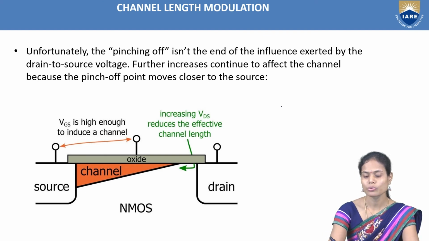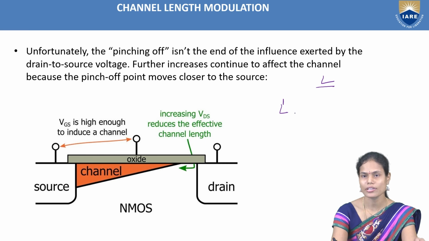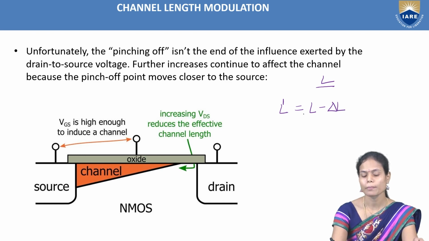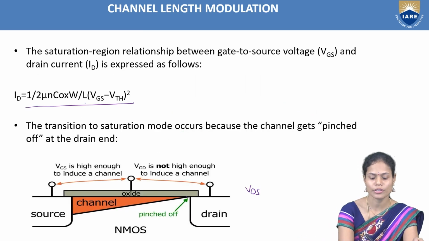So if you increase the VDS voltage still, the length of the channel is reducing further. Suppose we take the total length of the channel as L, and the new length of the channel I am taking as L dash after increment of the VDS voltage. This L dash is the difference of the actual length of the channel and the variation in the length due to the VDS voltage, that is del L. So now in the place of L in this particular equation, we have to replace it with L minus del L.